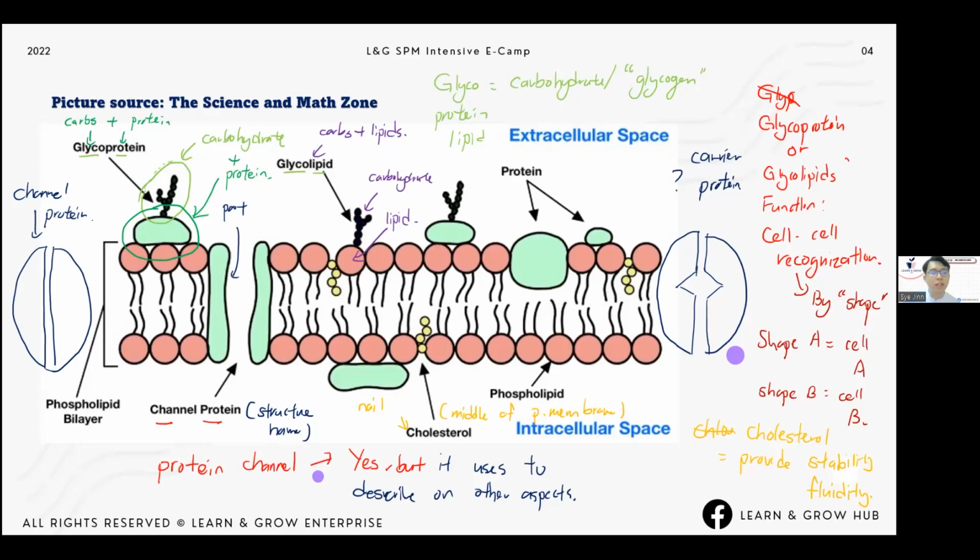So if you're able to understand what is stability and fluidity, you can already explain the question. Okay, and lastly, we talk about the protein. Just now we said we have the channel protein, the pore protein and the carrier protein, and so on. So what is the function of protein? Let me state it lastly in the slide.